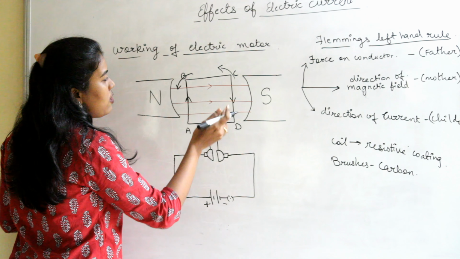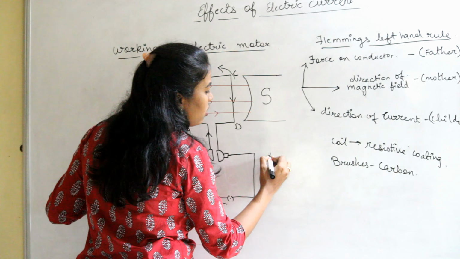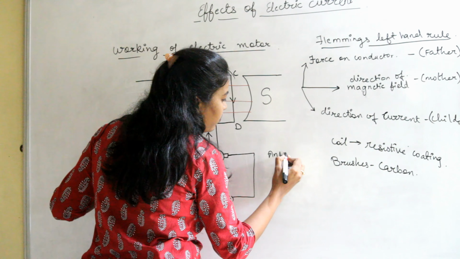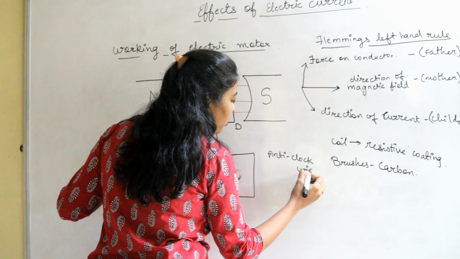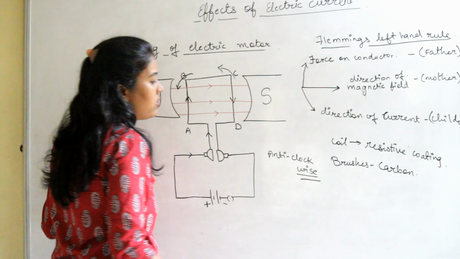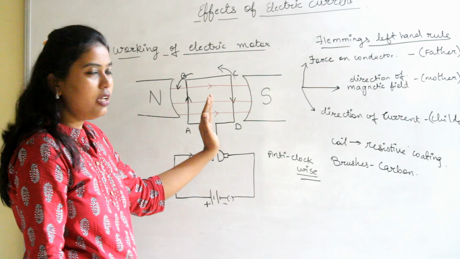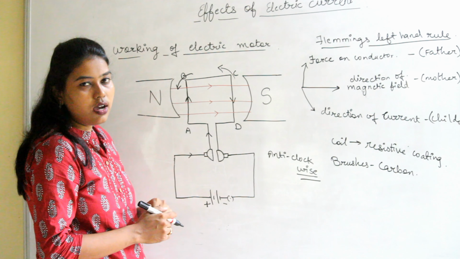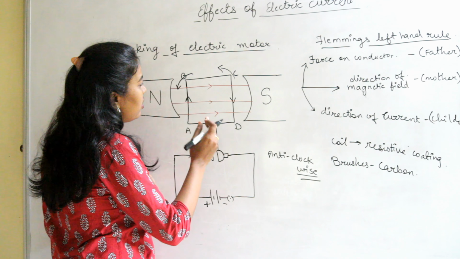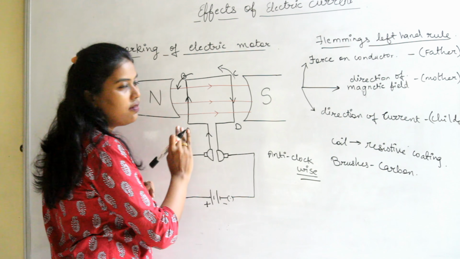So how is this coil moving? It is moving anti-clockwise, right? This coil will start moving anti-clockwise. Then what will happen after half rotation? This AB side will come where? AB will go here and CD will come here.